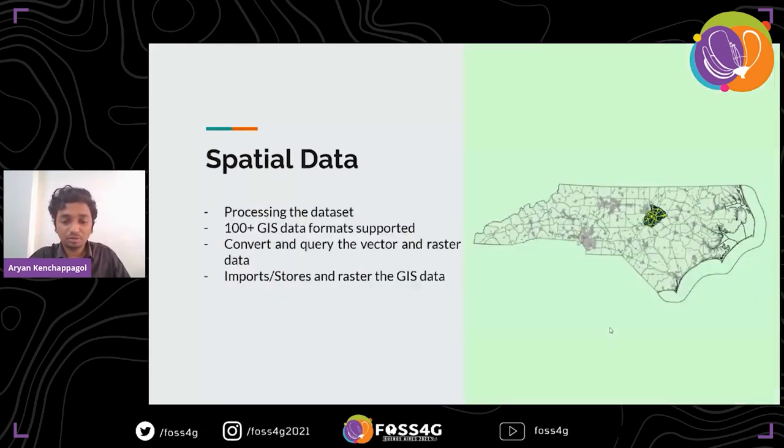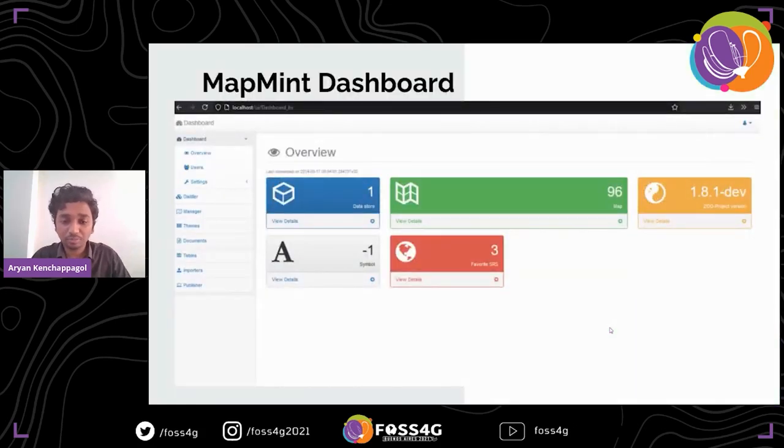When we speak about spatial data, MapMint processes various types of GIS formats. It converts and queries vector and raster data, as explained in the previous slide. One more thing I would like to talk about is the client side. The users experience the interface built with Bootstrap, HTML and CSS, which we see here in the MapMint dashboard. Moving towards the Zoo project, it is a developer community for MapMint.